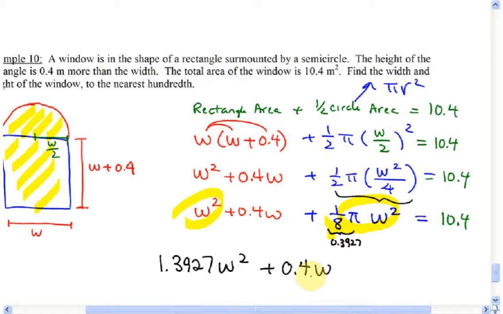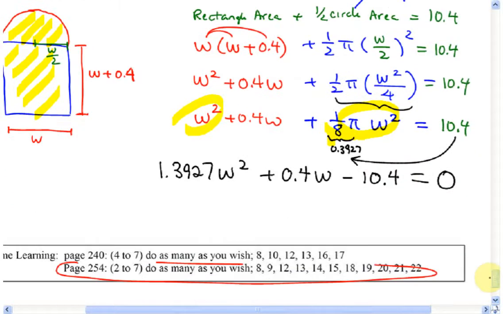And because I want a quadratic function in standard form, let's move all the numbers to one side. So let's take that 10.4 and stick it over to the left-hand side. Minus 10.4. And this equals 0. Ladies and gentlemen, you are now ready to solve for W. Go ahead and solve for W.